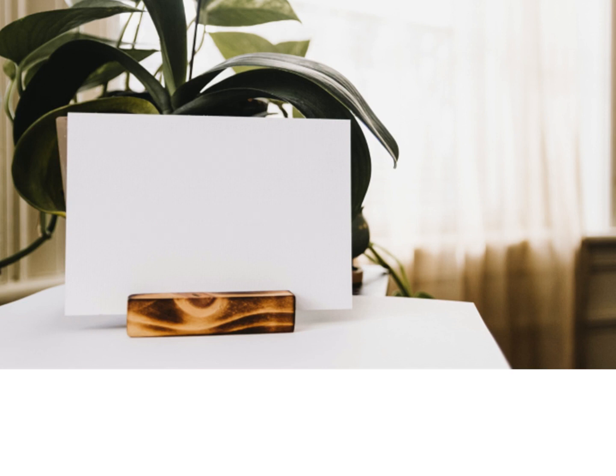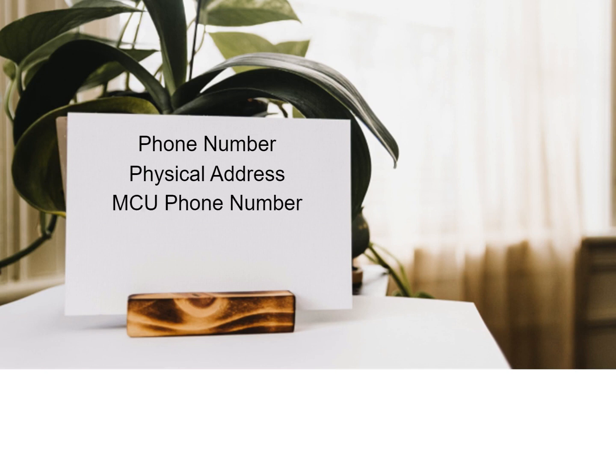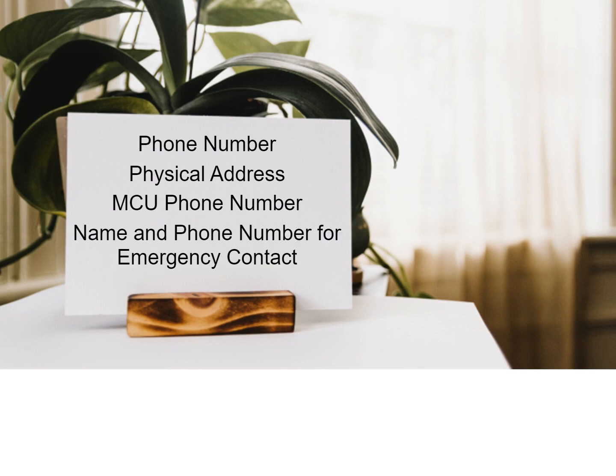Before each online program begins, your team should have all the following information on file and easily accessible for each participant: the participant's phone number, the participant's physical address, the phone numbers for the mobile crisis units, known as MCUs, in the county of the participant's physical address, if available. Please note, not all counties have an MCU. You must research if one exists in your participant's county before the program begins. The name and phone number of the participant's emergency contact persons.